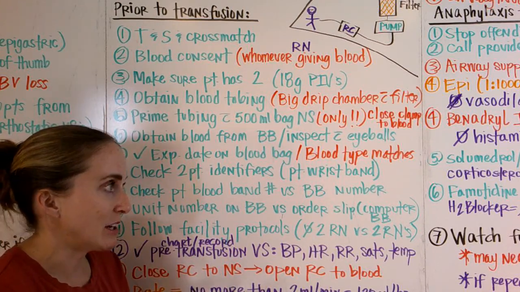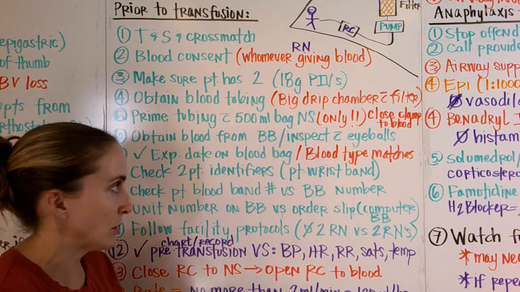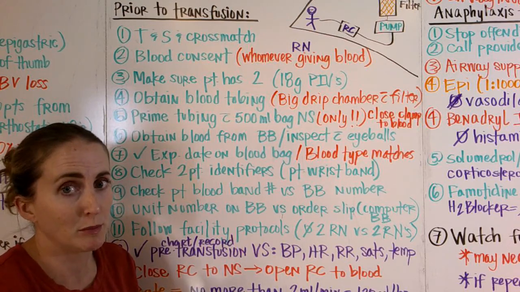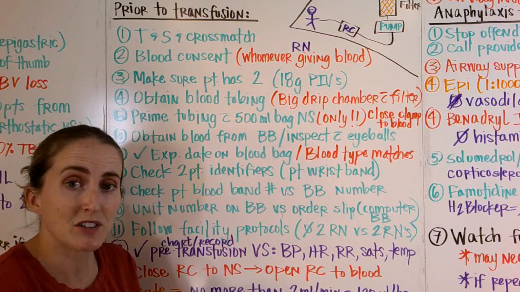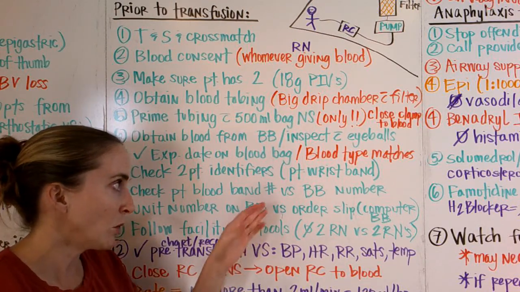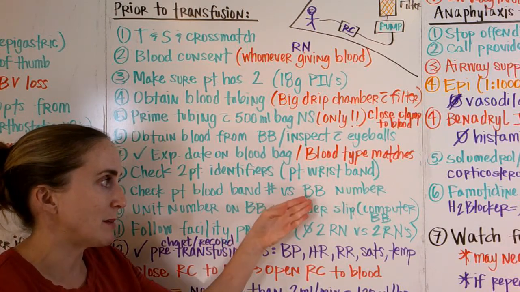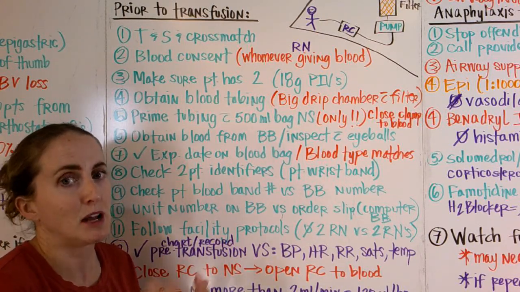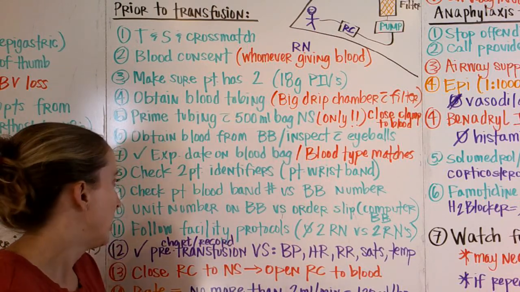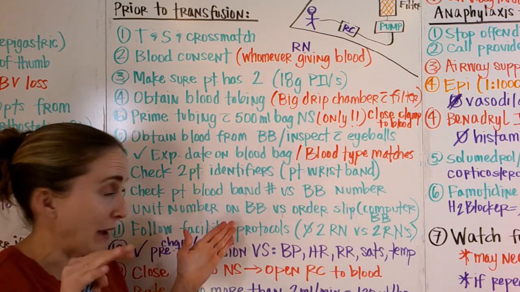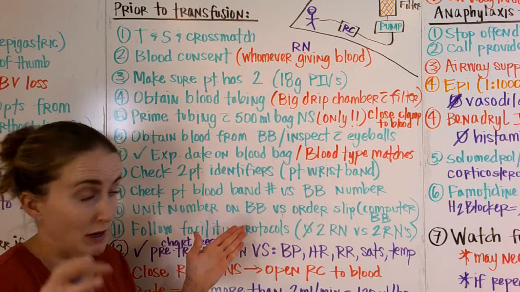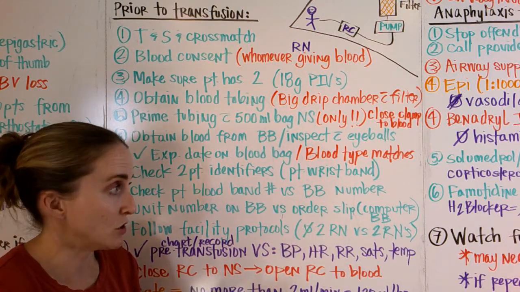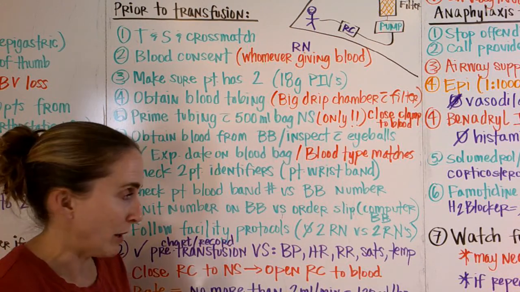Then we check our 2 patient identifiers. So you ask your patient the name and date of birth, check their wristband, make sure it's the right patient. Then we check the patient blood band number. The patient will have a wristband with their name on it, and then they'll also have an extra band that will be their blood band. We have to verify that number is the same as the number on the blood bag, okay? So that number on the patient's blood band has to match the number on the blood bag, has to match the number that's in the computer. Then the unit number on the blood bag, that is talking about the unit of blood, also has a number. And we have to compare that with the order, either the slip if you're doing an emergent transfusion, or with the computer with the blood bank, okay?